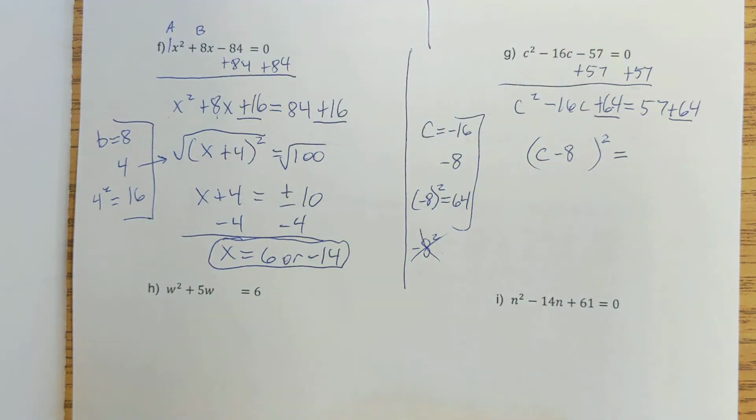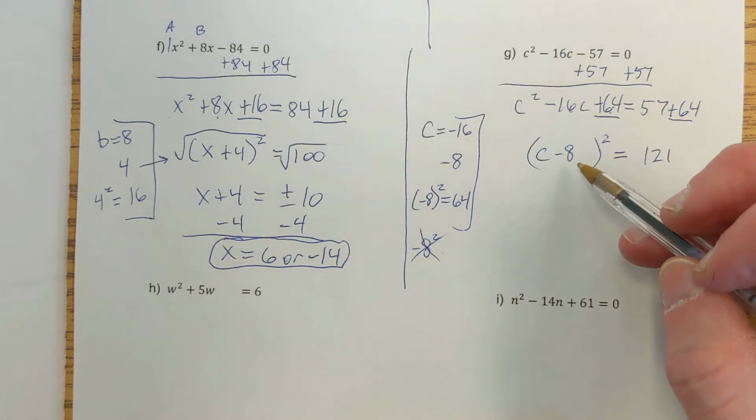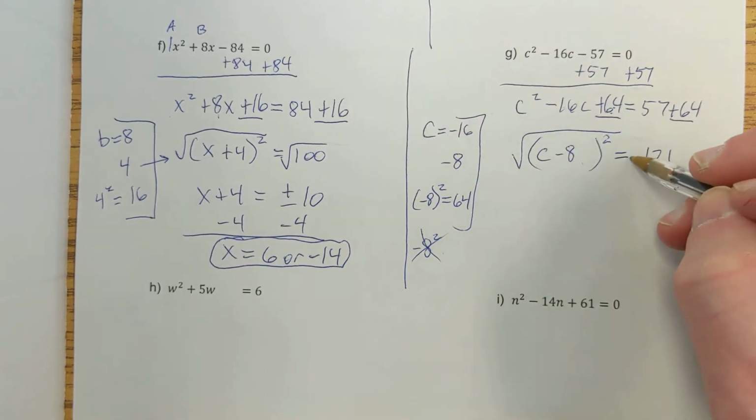57 and 64, we're going to get 121. So now we've got everything set up. We completed the square there. We got the factors. Now we can solve with radicals.